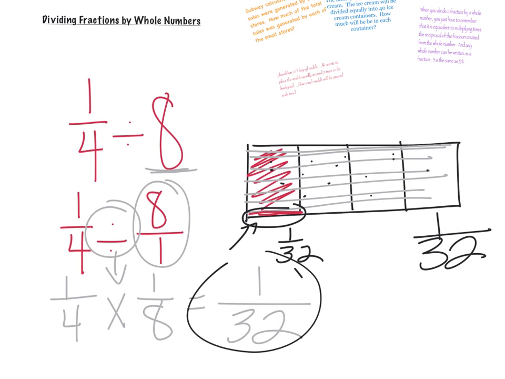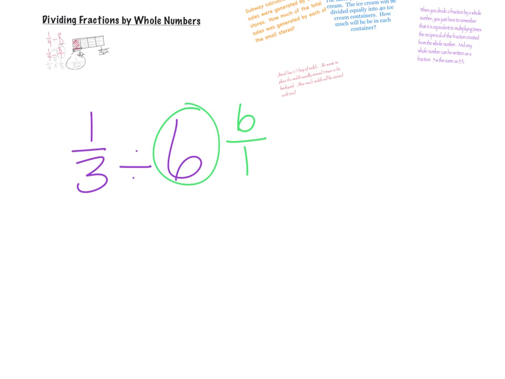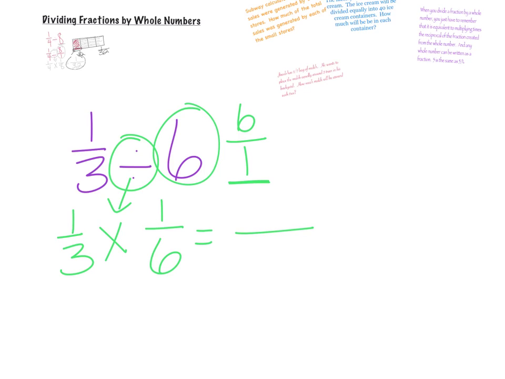Let's try another one. Let's do 1/3 divided by 6. Now remember, we have to change this into a fraction, which would be 6 over 1, but we have to find the reciprocal. We have to do the inverse, so we have to flip it. So 1/3, and if we flip, it'll be 1/6. And our division sign is going to turn into what? Good, multiplication. Then I just multiply straight across. 1 times 1, 1, and 3 times 6, 18. Good job.